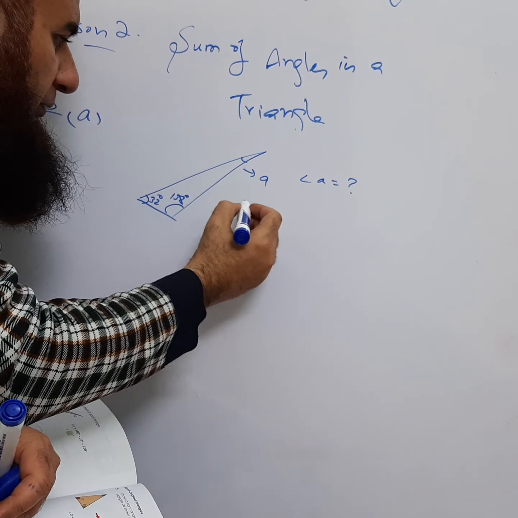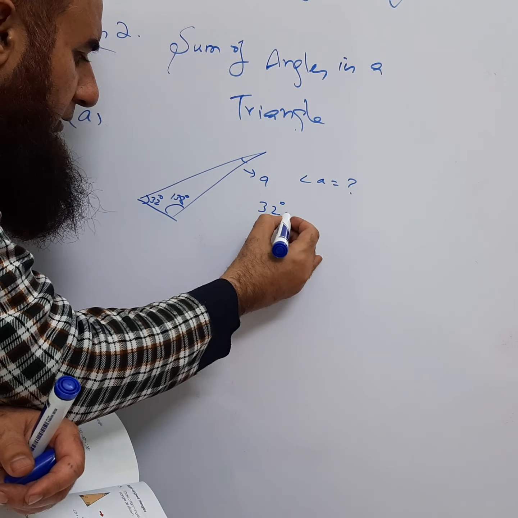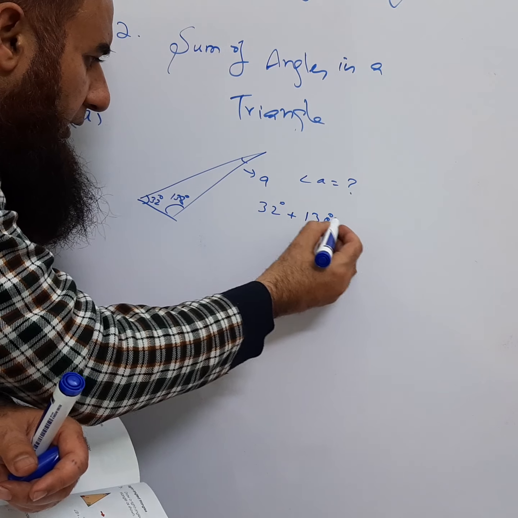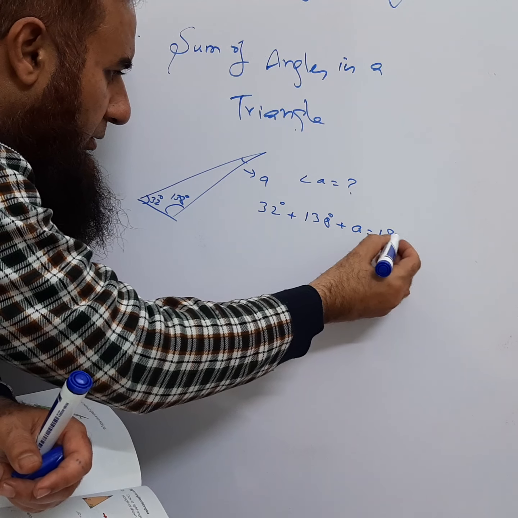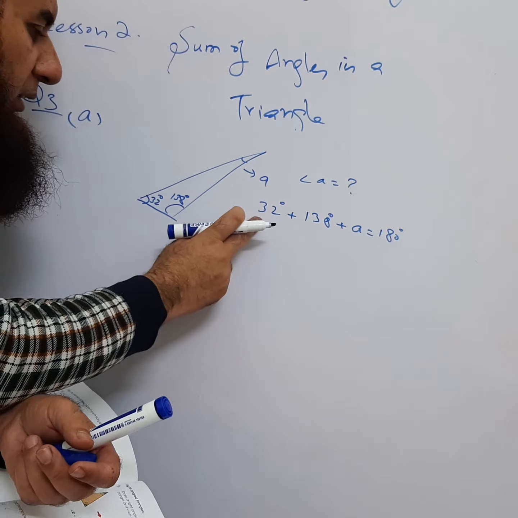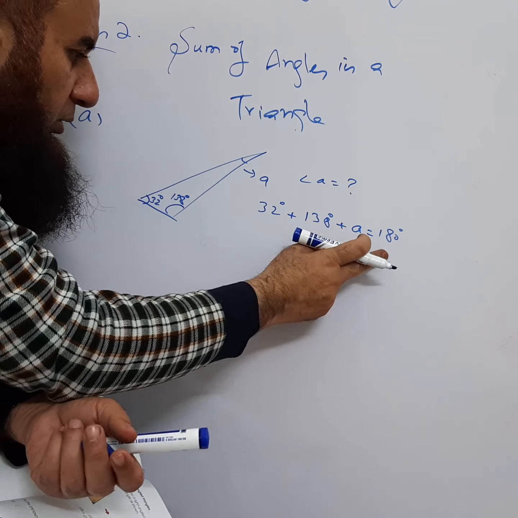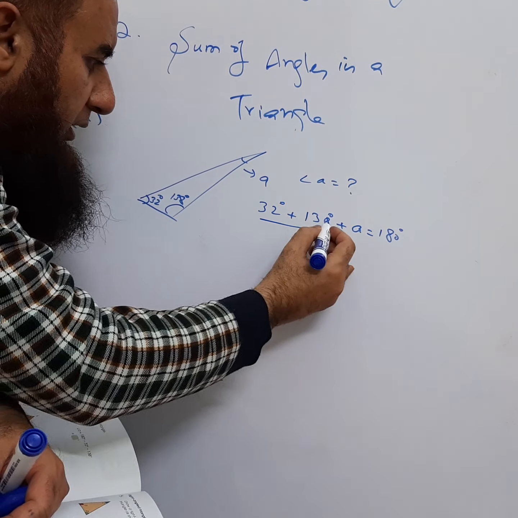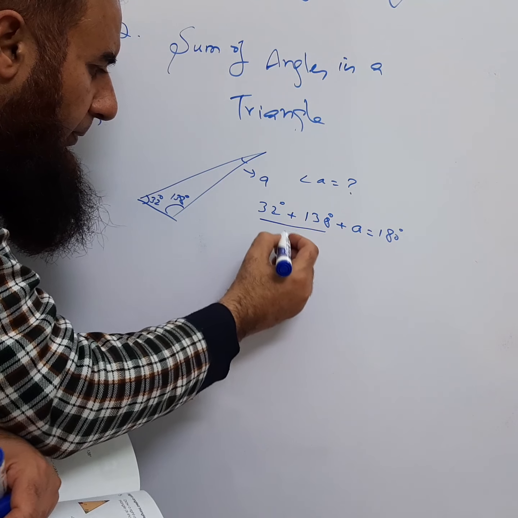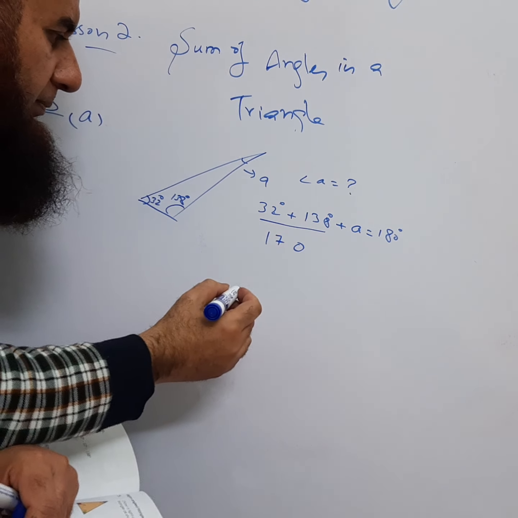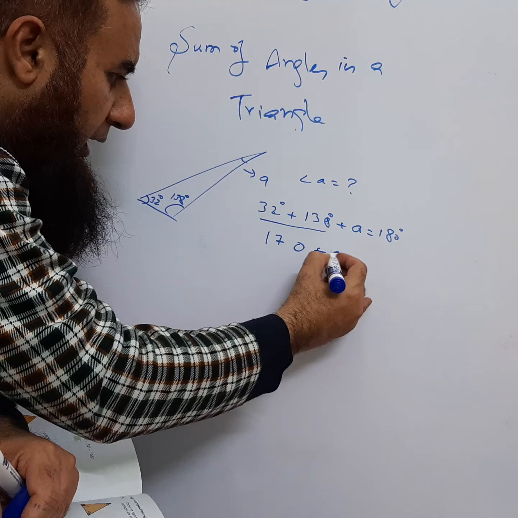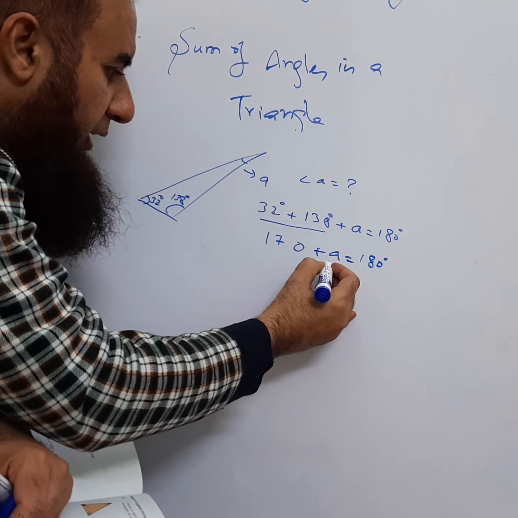We know that the sum of three angles, 32 plus 138 plus A, is equal to 180. The sum of three angles of a triangle is equal to 180. Now add these two, it becomes 170 plus A is equal to 180. We need to find A.